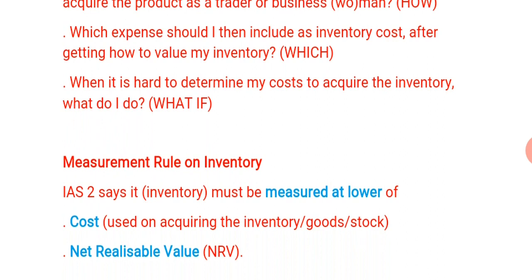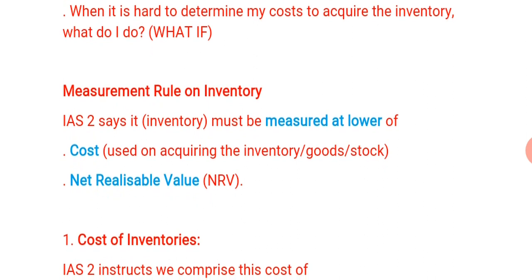Now, the emphasis on must, that means there are no other options. Be measured at the lower of, the first is your cost. Now, IAS 2 says pick one of these, and when you are picking one of these, you pick the lower of them. Lower has been highlighted in the notes here. Either you pick whichever is lower between the cost, as in the cost used in acquiring the inventory, goods, stock, clothes, shirts, whatever you sell, bags, food items, or the net realizable value.